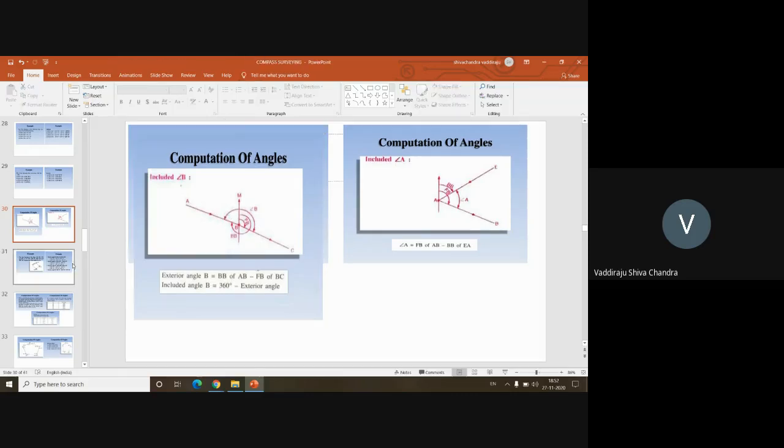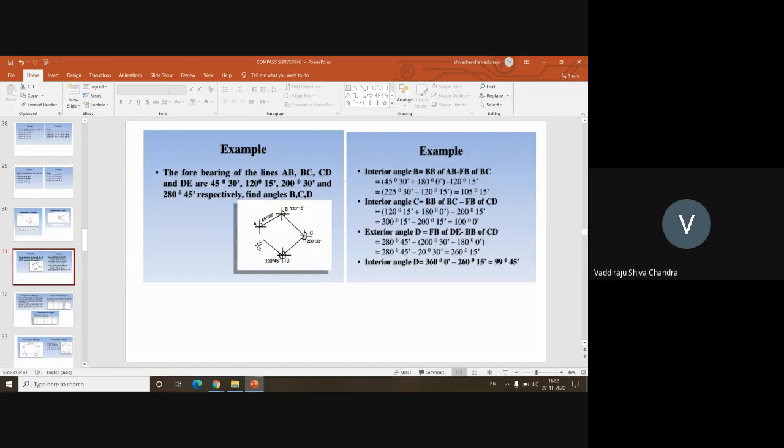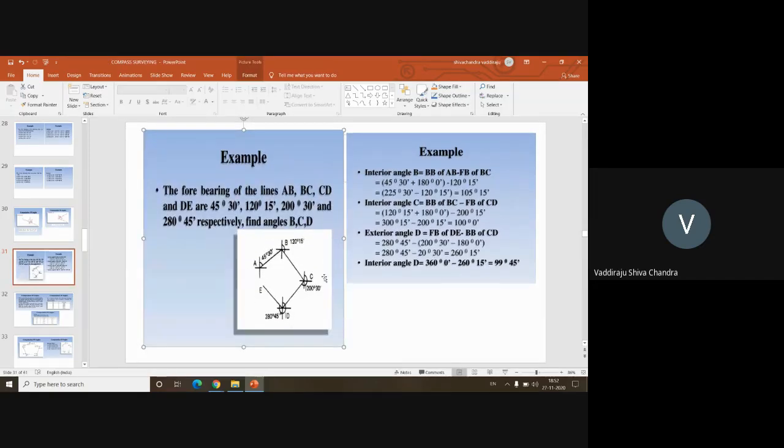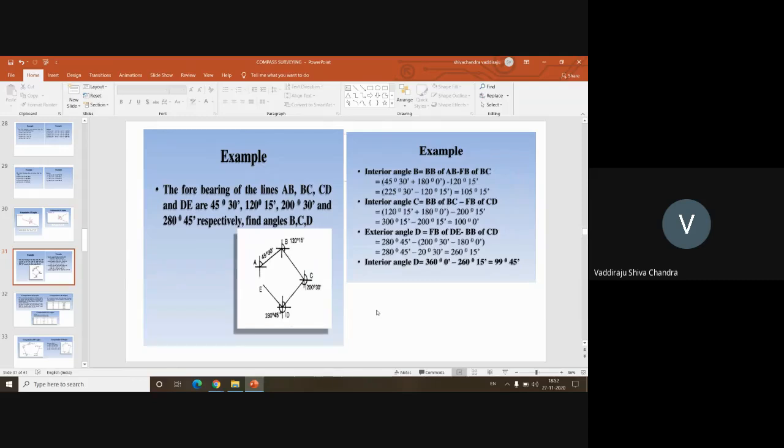Okay. So let us try to solve one simple problem, then you'll be able to understand it better. Please note down this problem, all of you, which is there on the left hand side. The forebearings of the lines AB, BC, CD, and DE are 45 degrees 30 minutes, 120 degrees 15 minutes, 200 degrees 30 minutes, and 280 degrees 45 minutes, respectively. Find angle BCD.